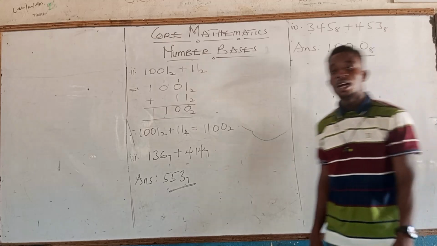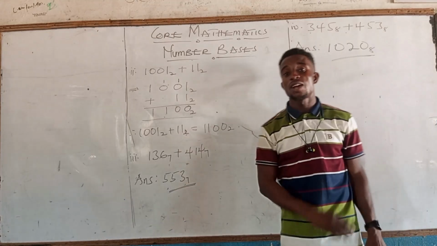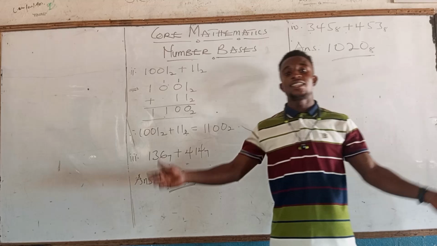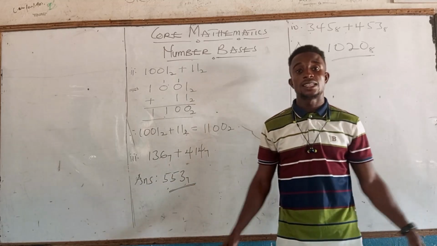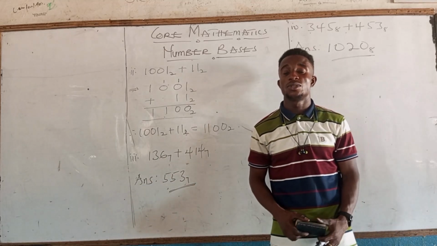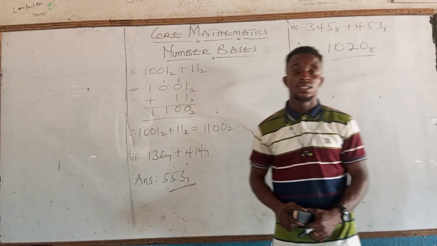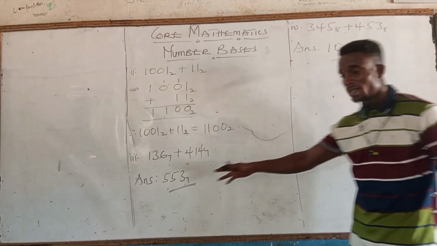Okay, and we can see that from all the examples that we've done so far, they are all under addition. So let's take some under subtraction and see how that one too goes. Are we getting that? Okay, and I hope you're able to get the answers, right?